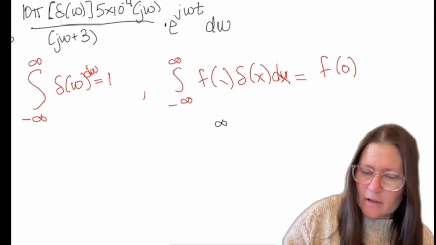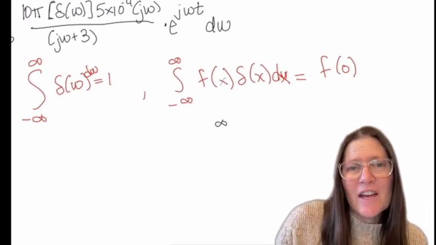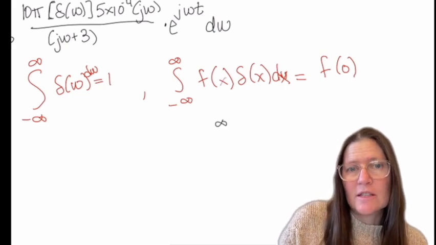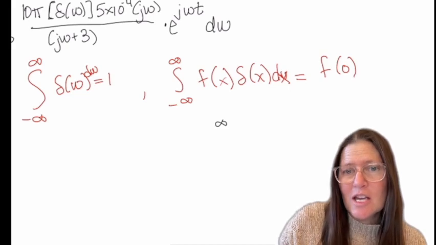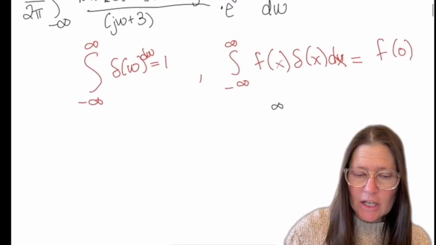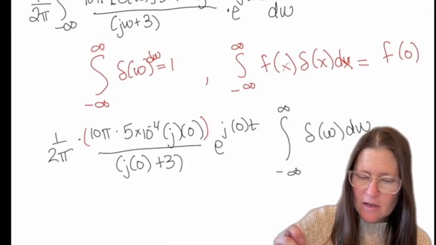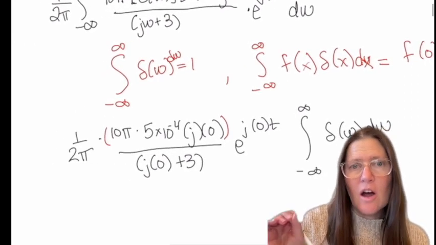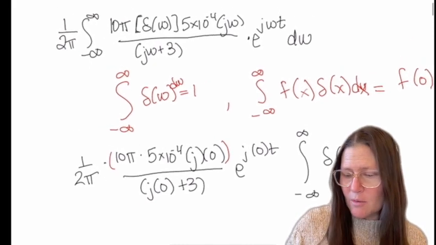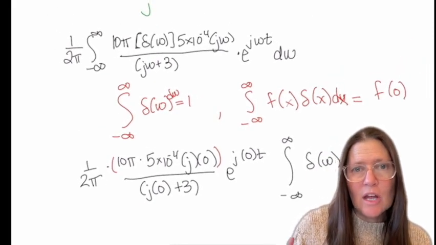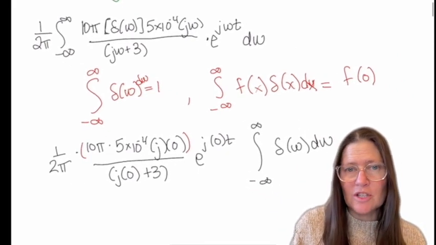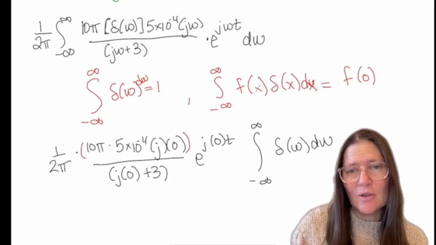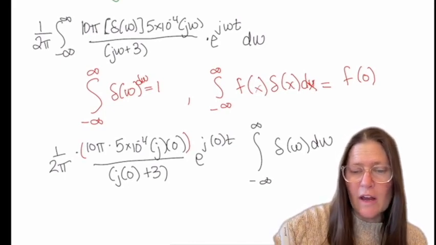I don't know why this got removed, but f of x times the delta function, since the delta function is only defined at 0, is going to be just the value of f of 0. So now looking at this, we can substitute in a 0 everywhere there is an omega, except for the delta function, which we're going to leave alone because we know the definition of the integration of it is going to go to 1.